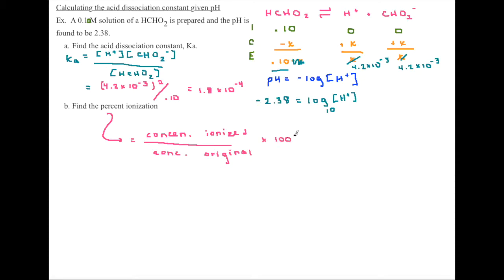So in this case, the concentration of my ionized substance is 4.2 times 10 to the negative third molar. The concentration of my original substance is 0.10 molar. Now I'm going to multiply that by 100%. What I end up getting is 4.2% of my original substance was ionized.